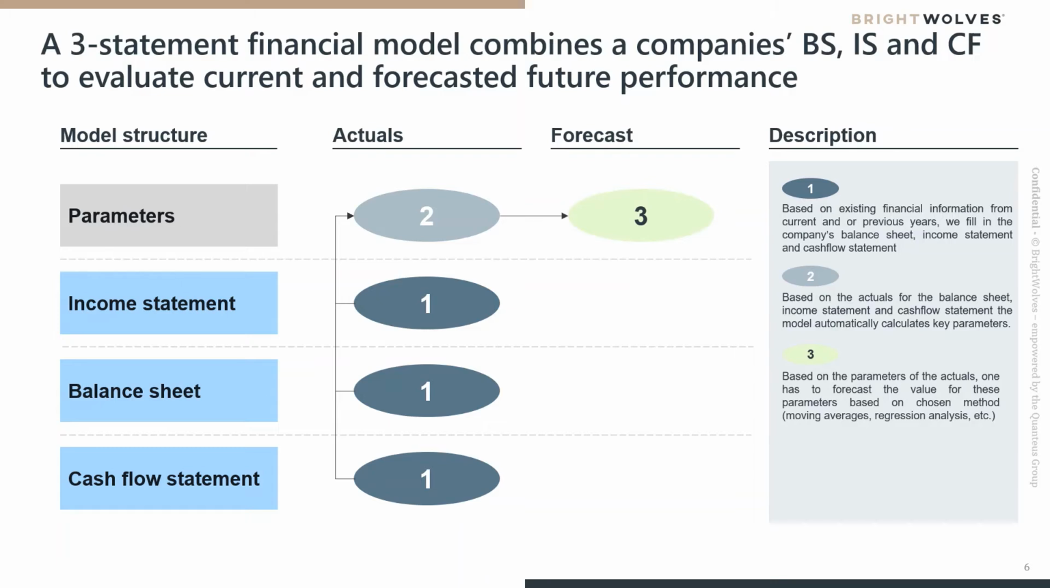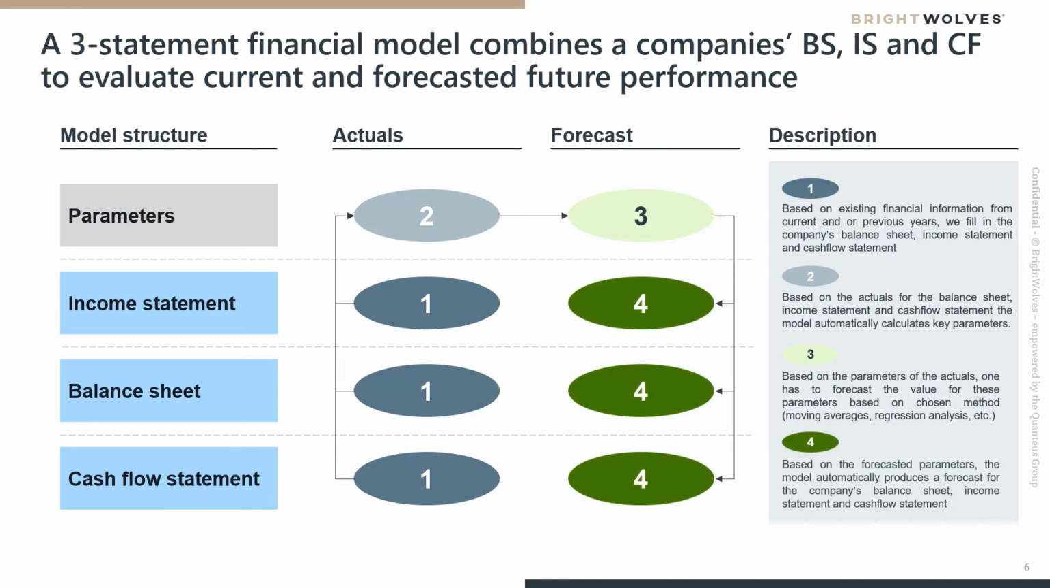As a third step, based on the parameters of the actuals, one has to forecast the value for these parameters based on a chosen method which works for the situation and/or data. We can use, for example, moving averages or regression analysis to forecast certain parameters into the future. As a last step, based on the forecasted parameters, the model automatically will produce a forecast for the company's balance sheet, income statement, and cash flow statement. Now we have a complete three-statement financial model, which allows us to evaluate past, current, and future financial performance.